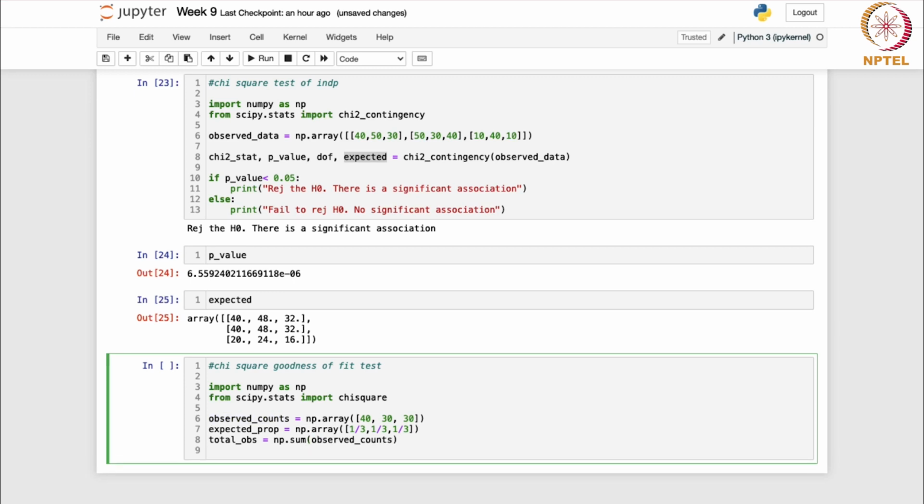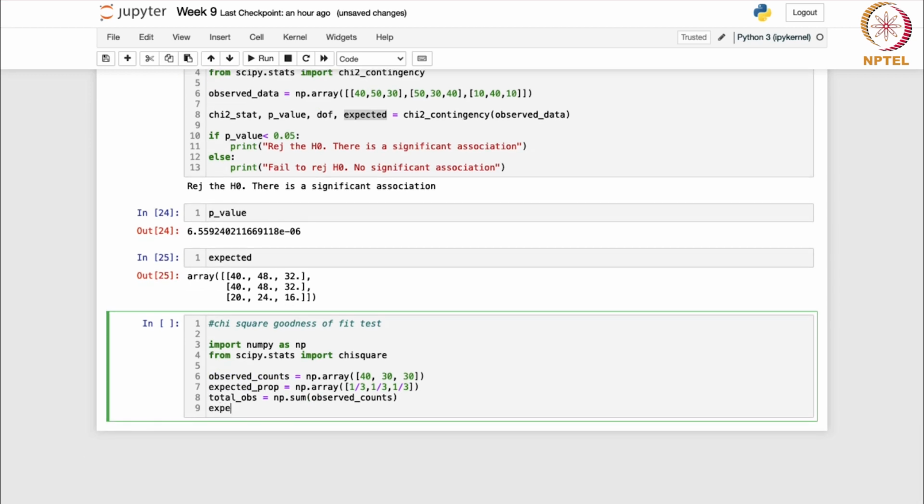Okay, and your expected counts, E, is calculated by multiplying n, that is the total number, by the corresponding pis. So these are your pis, the expected proportions. For each of them it is 1 by 3. So here it would be total observed multiplied by expected prop.